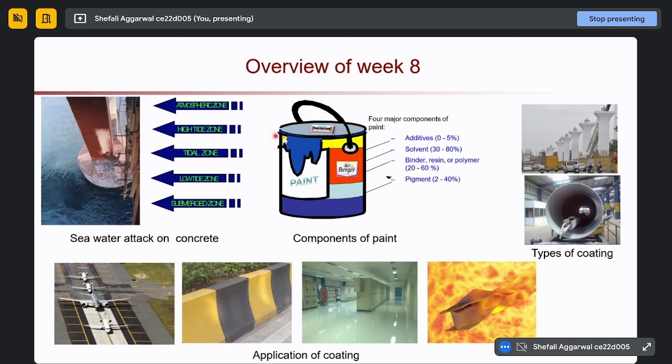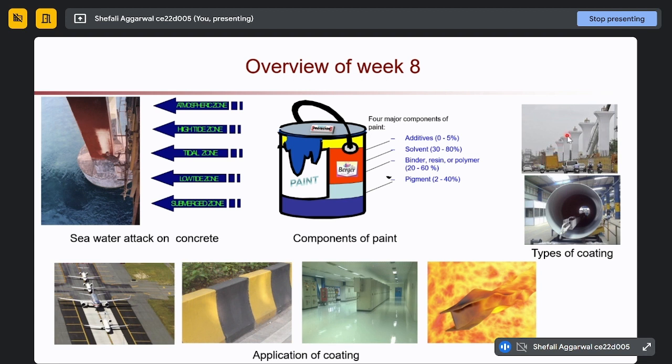Another thing, we go for the coating of concrete surfaces. So the basic thing is paint. What are the basic components of paints? Like additives, solvents, pigments, resins, and what are the different functions of these components. After that, you might have studied the different types of coating, based on the structures and based on the application. What are the different types of coating?